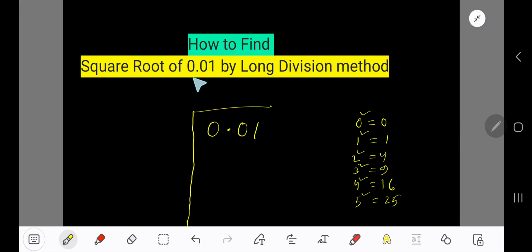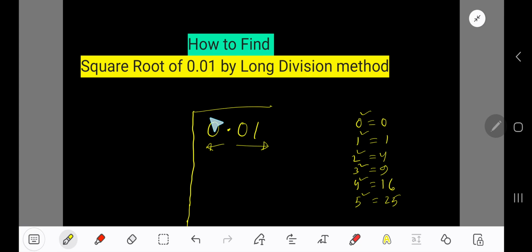How to find square root of 0.01 by long division method? At first you need to make pair. Before decimal we have whole number part, after decimal we have fractional part. For whole number part we need to make pair from right hand side to left hand side, and after decimal we need to make pair from our left hand side to right hand side.